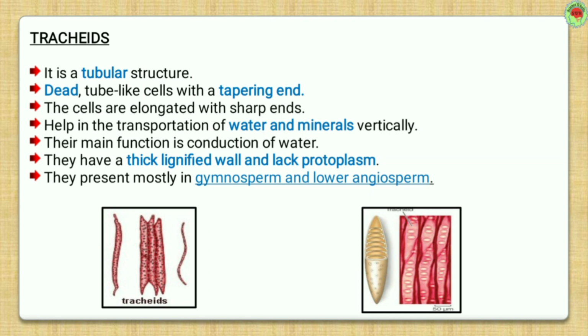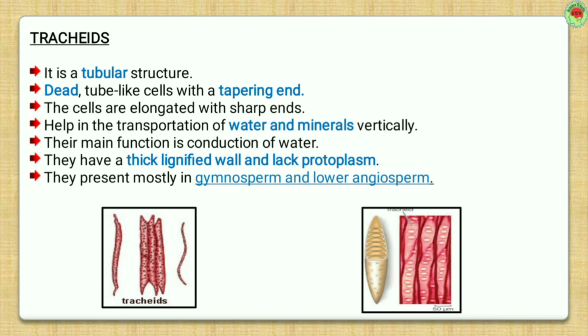The cells are elongated with sharp ends. They help in the transportation of water and minerals vertically. The main function of tracheae is to conduct water. They have a thick lignified wall and lack protoplasm.